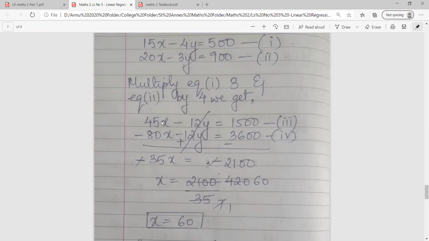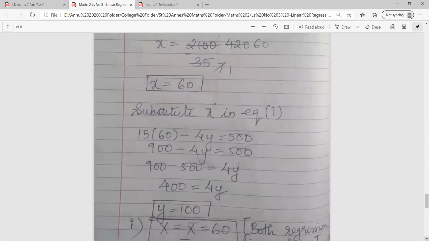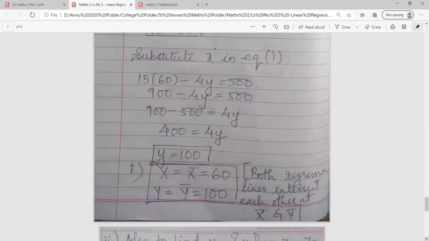So 45x minus 12y is equal to 1500. Minus 80x minus 12y is equal to 3600. On subtracting, I get x to be 60. Now you can substitute the value of x and you can get the value of y. So I've substituted like this. 15 into 60 minus 4y is equal to 500. So I'm getting the value of y to be 100.